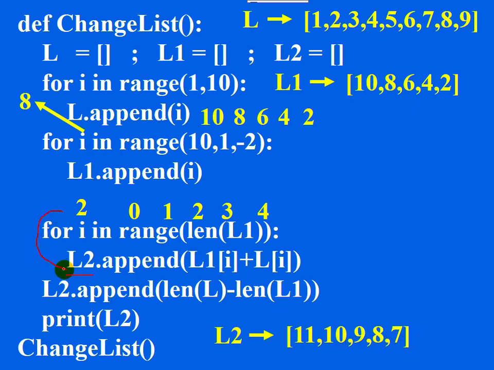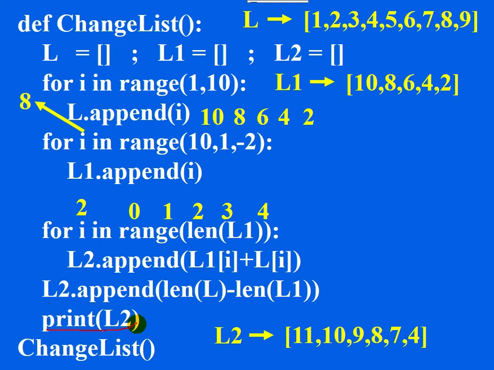Now after completing for loop, the control comes here. Just see the indentation. So this is not part of this for loop indentation. Okay, so now L2 dot append length of L. What is length of L? 9 elements are there, so 9, minus length of L1. What is length of L1? 5 elements are there, 5. So 9 minus 5, 4. So L2 dot append within bracket 4 means 4 is appended to the list L2. So now your L2 contains one more element, 4.